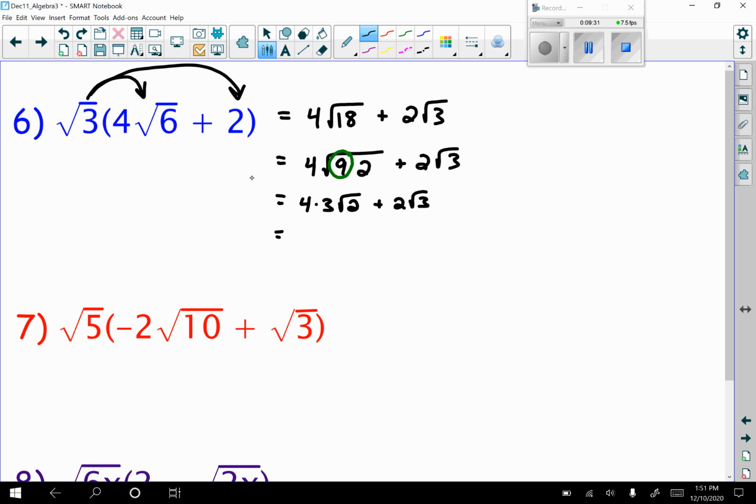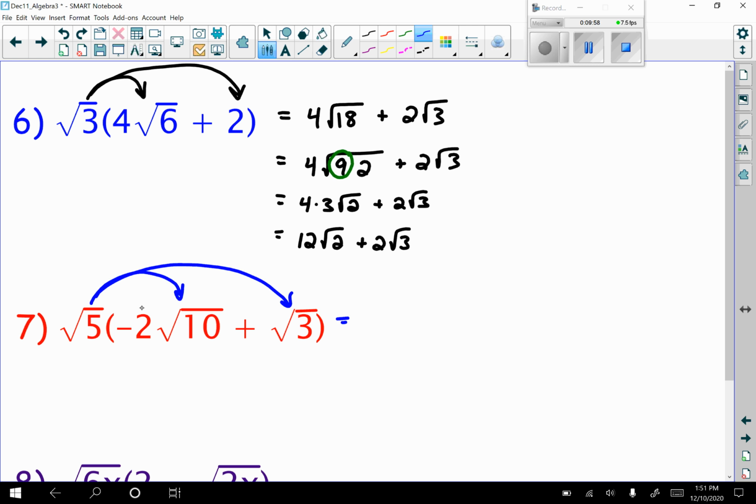So as soon as we distributed, what this turned into was everything we were doing yesterday with adding and subtracting. So I'm going to get a 12 radical 2 plus 2 radical 3. If you want to pause the video and go ahead and try number 7. All right, so let's see what you are coming up with here.